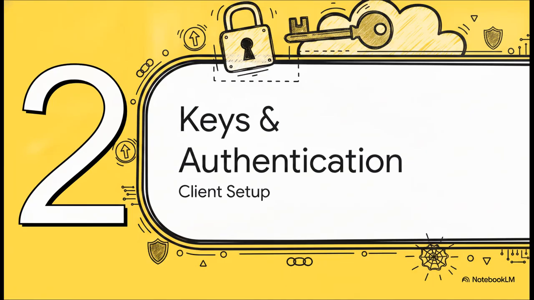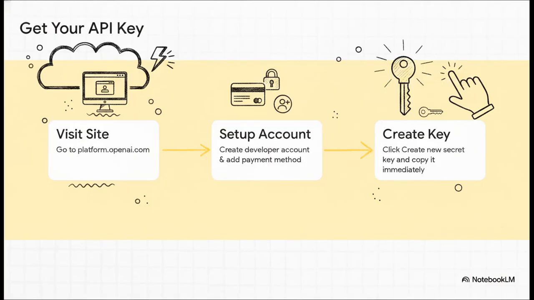Moving on to Section 2, keys and authentication. Because before our code can actually talk to OpenAI, we've got to establish some trust. Let's walk through the exact step-by-step administrative sequence to get your API key. First up, you'll head over to platform.openai.com and create a developer account. Once you're in there, you'll need to add a payment method, because you are billed based on your usage. Next, you navigate over to the API keys section and hit the button that says Create New Secret Key.